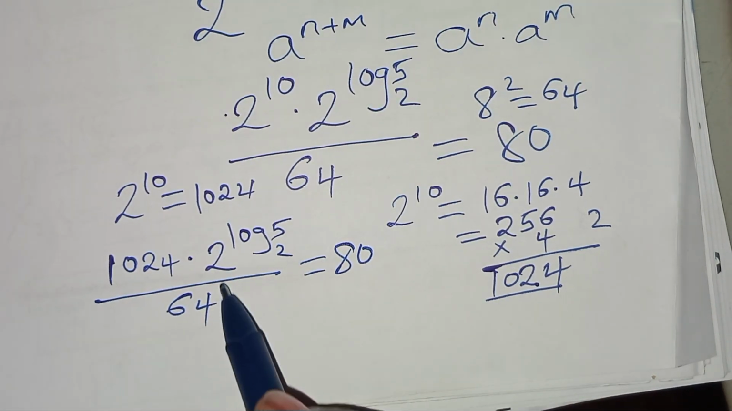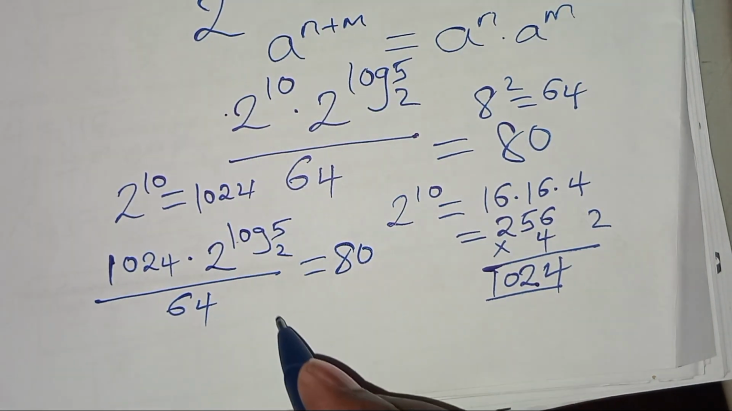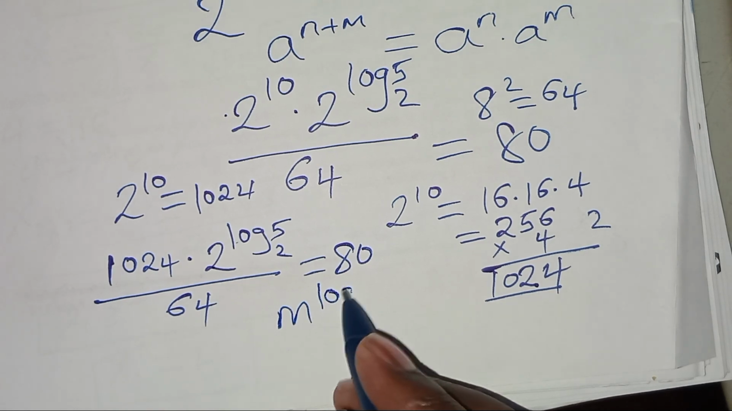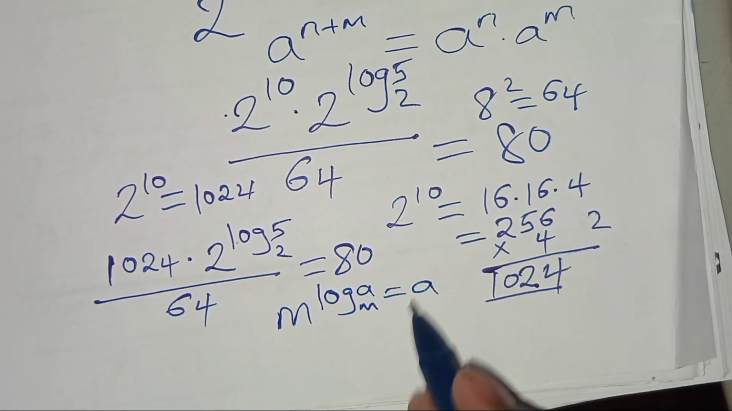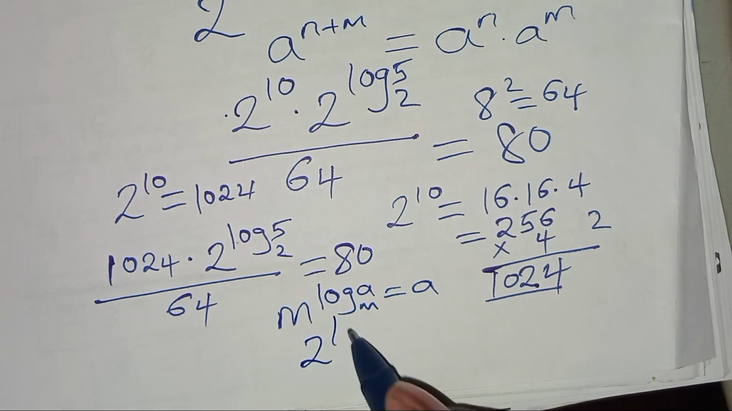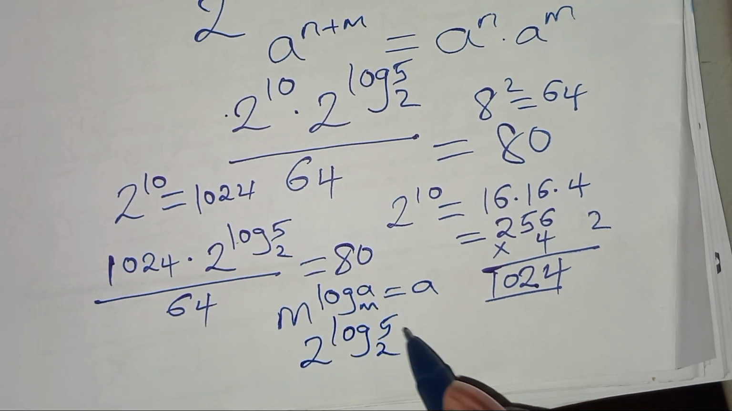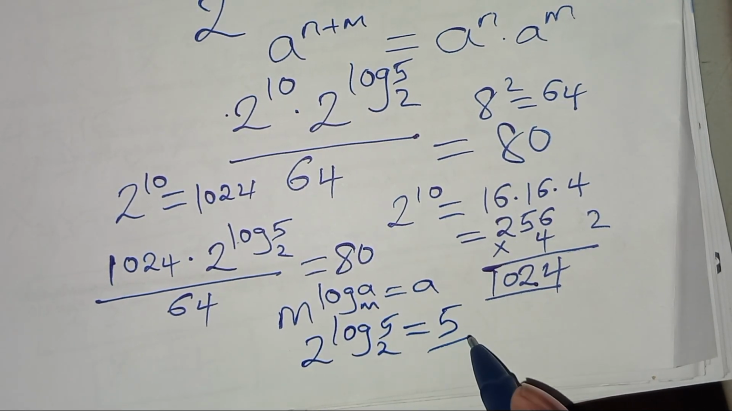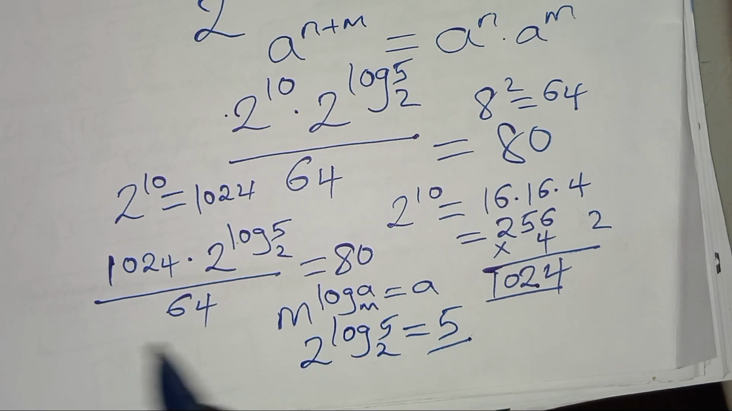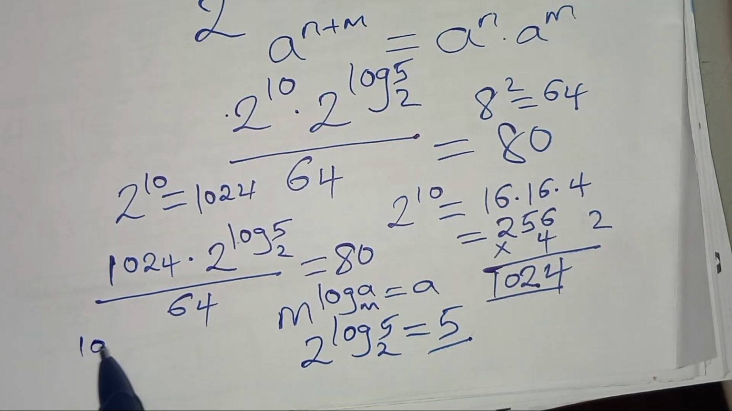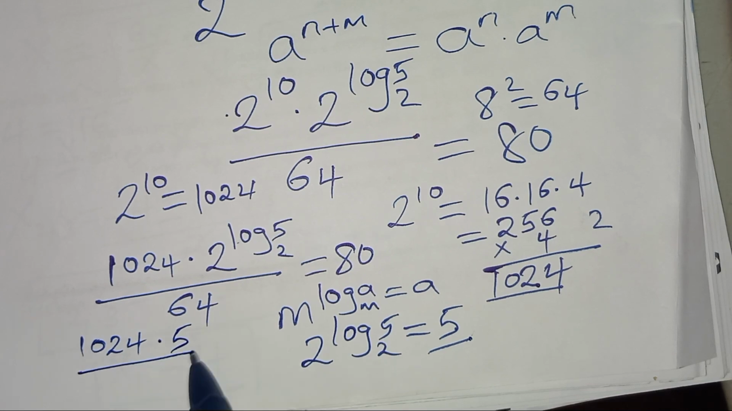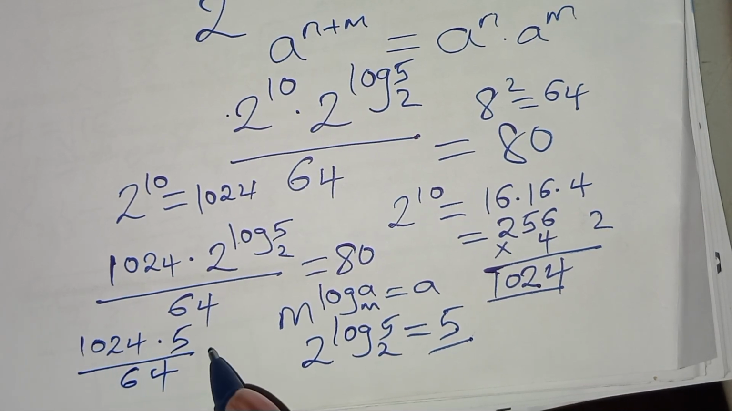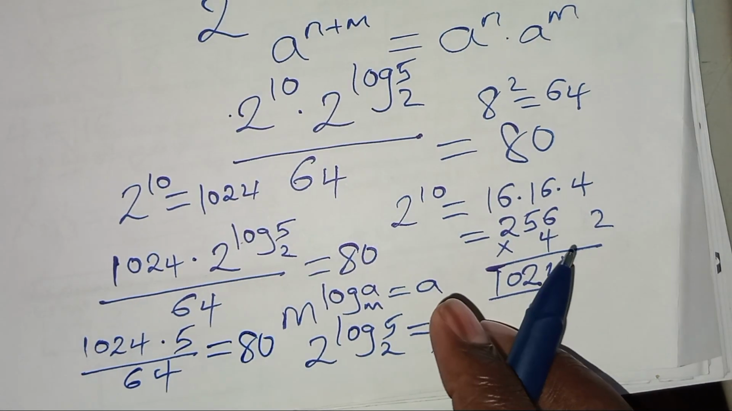Now, from what we have here, 2 to the power log 5 to base 2 is in the form of m to the power log a to base m, which is essentially equal to a. Applying this property, 2 to the power log 5 to base 2 is equal to 5. So let's substitute this. Now, we have 1024 multiplied by 5 divided by 64. This should give us a value of 80.